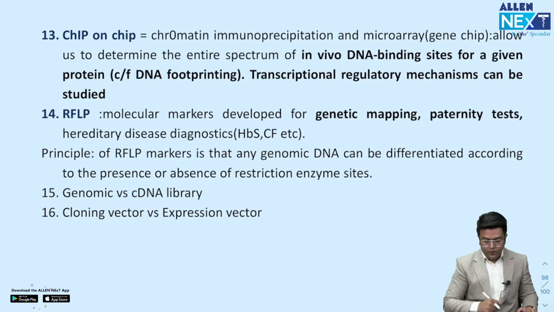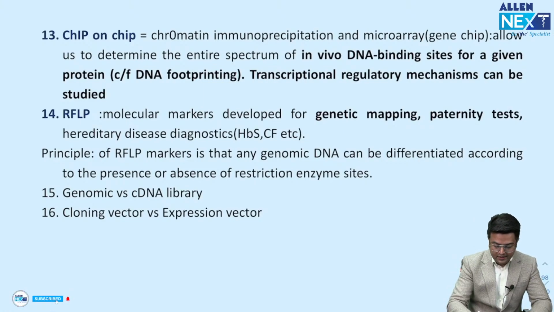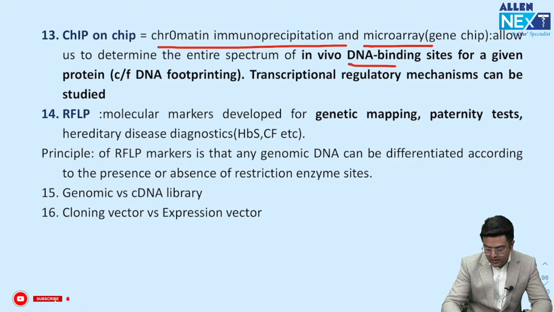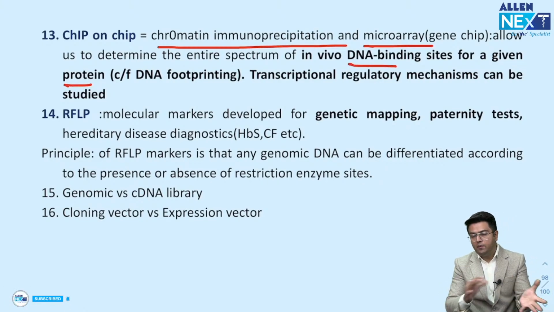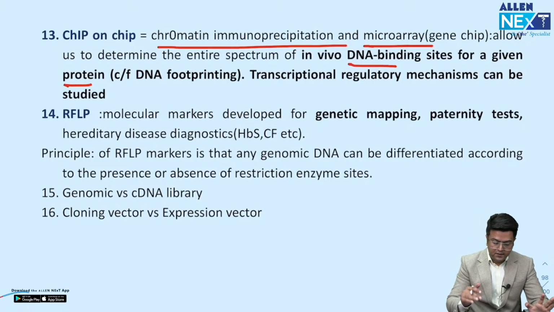Okay, FISH. Then guys, chip on chip is nothing but chromatin immunoprecipitation plus microarray. So this is similar to DNA footprinting, but this is done in the living cell for the DNA binding site of a protein. DNA-protein interaction can be studied using chip on chip in a living cell. But DNA footprinting I have to do in the lab with the help of electrophoresis. So footprinting and chip on chip are similar in this case.